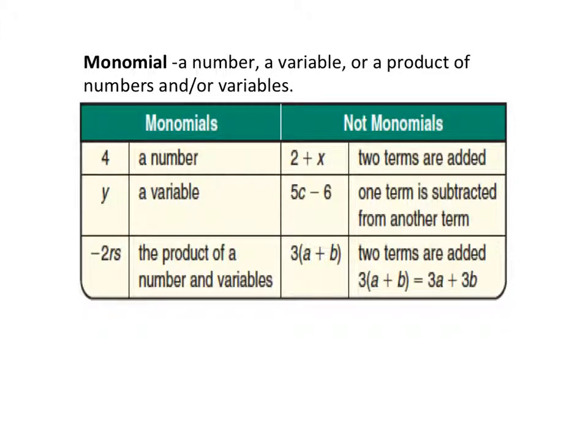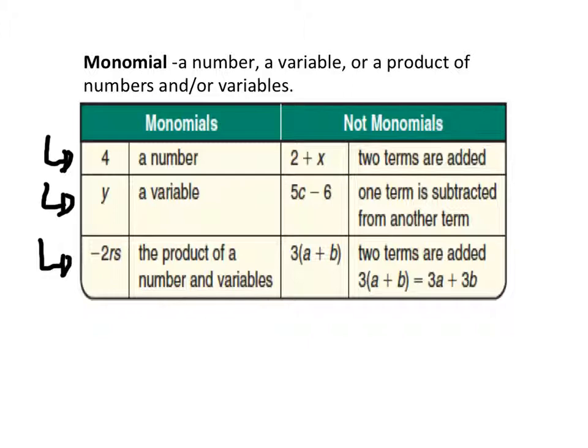Our third definition is monomial: a number, a variable, or a product of numbers and variables. As you can see here in the first one, this is just a number, our constant. We can call that a monomial. Then we have a variable, which is a letter that represents any number. So that's a monomial. And then finally, we have this. This is a product, -2 times r times s. Since it's multiplication, we consider this a monomial.